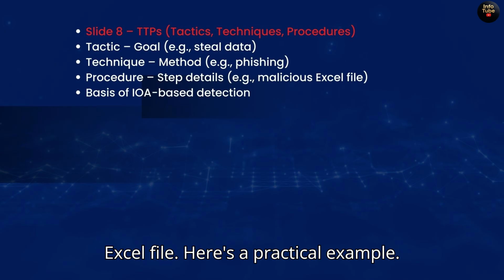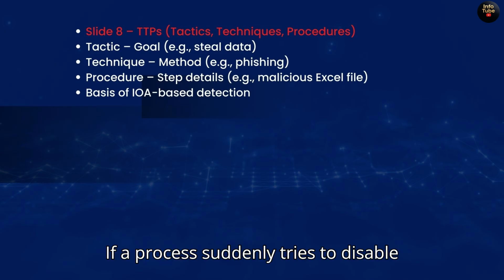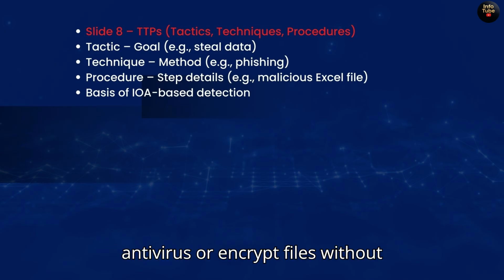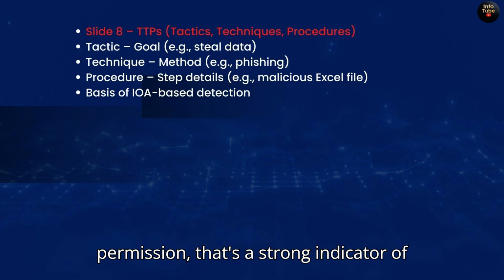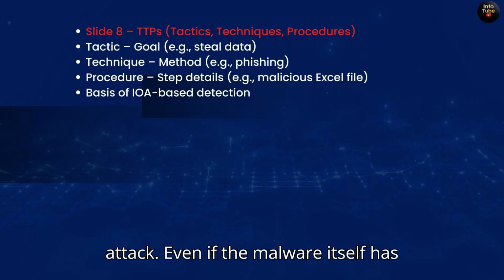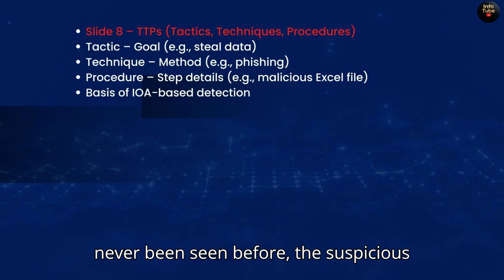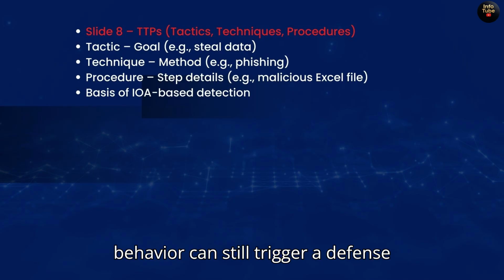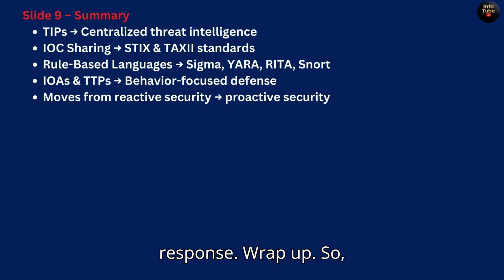Here's a practical example. If a process suddenly tries to disable antivirus or encrypt files without permission, that's a strong indicator of attack. Even if the malware itself has never been seen before, the suspicious behavior can still trigger a defense response. Wrap up. So, let's recap today's lesson on 4.3.2.